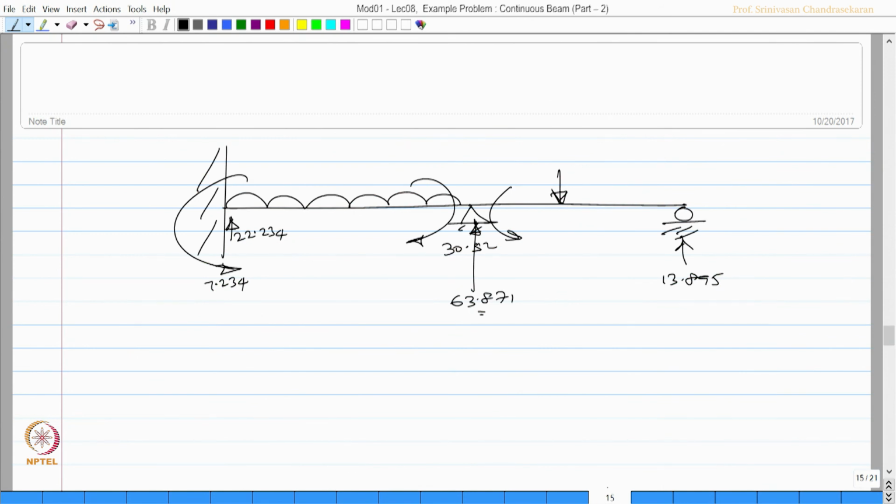So, that is the whole problem which has been solved, and this loading is 20 kilonewton per meter and this is 40 kilonewton, this is 3 meter EI, this is 5 meter EI. The problem is now solved. We can also check this by one more alternative, which we will discuss when we do the next problem.